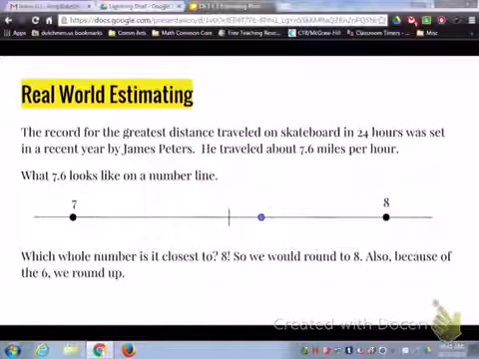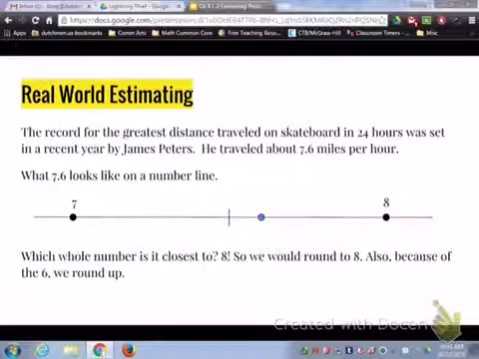Now, let's do some real-world estimating. The record for the greatest distance traveled on a skateboard in 24 hours was set in a recent year by James Peters. He traveled about 7 6/10 miles per hour. So, we need to see what 7 6/10 looks like on a number line. So we have our number line here with our 7 and our 8. Halfway would be 7 5/10. 7 6/10 is just slightly over that, so you can see the blue dot represents that.